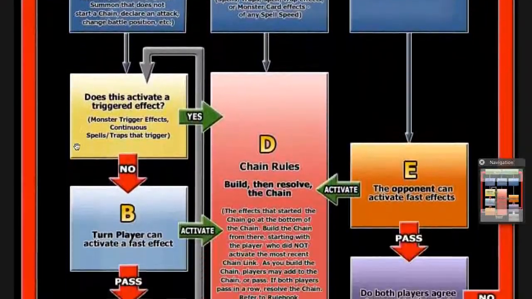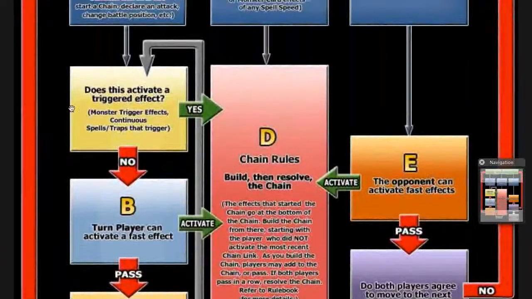So as soon as that happens, we ask, does this activate a triggered effect? If the answer is yes, you start a chain, and then things can be chained to it, so that would be chain link 1, chain link 2, chain link 3, etc. Most of you know that the last card to activate in the chain resolves first. And if the answer is no from does this activate a triggered effect? Triggered effects are on monsters, continuous spells, or traps.